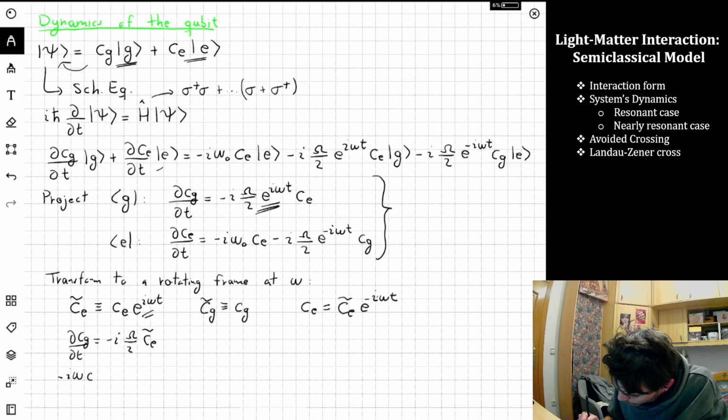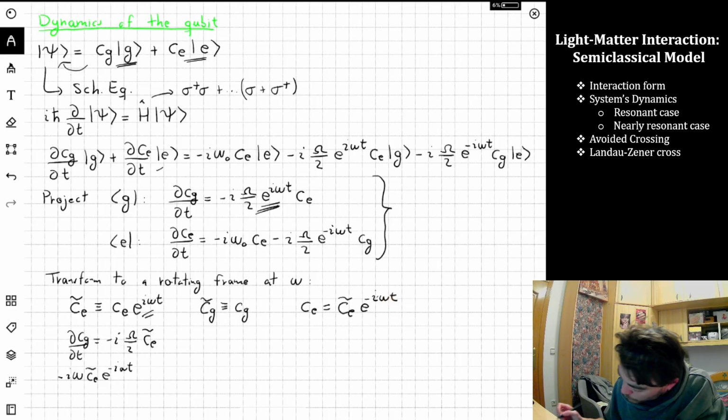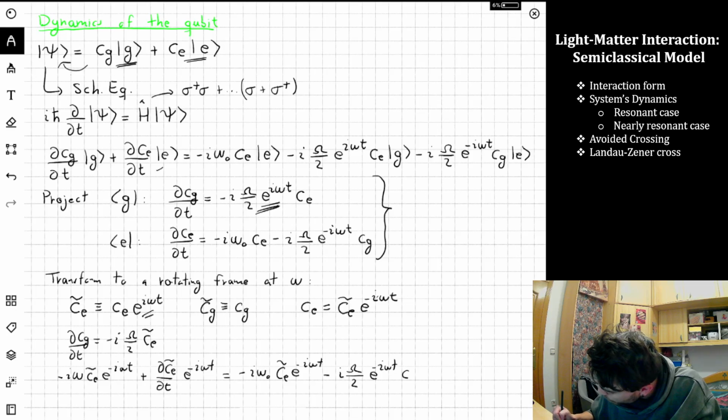And then one gets minus I omega Ce e to the minus I omega t, this comes just from the derivative of the exponential part. Then we would have the derivative of Ce with respect to time times e to the minus I omega t, and then on the right hand side one has minus I omega 0 Ce, but Ce is Ce tilde e to the minus I omega t, minus I omega divided by 2 e to the minus I omega t Cg, which is the same as the other.